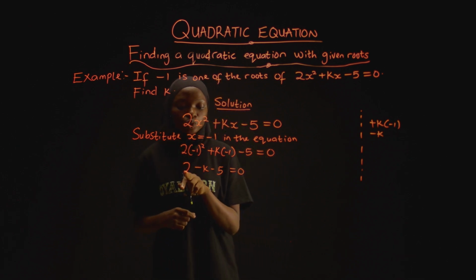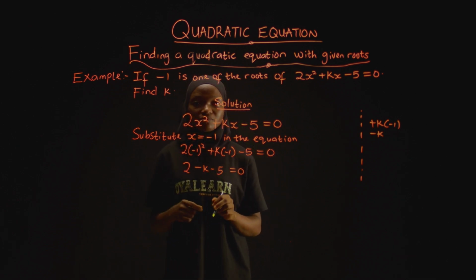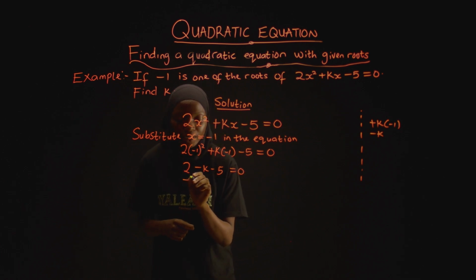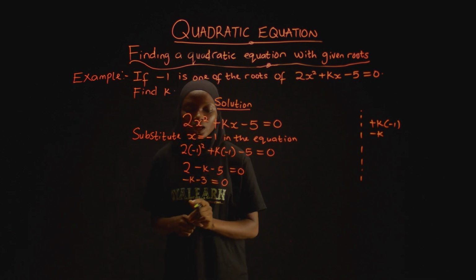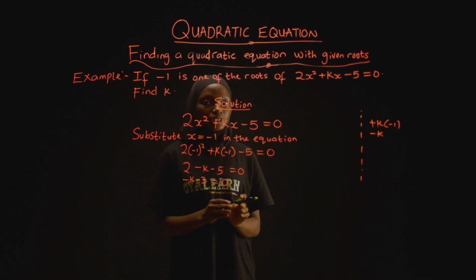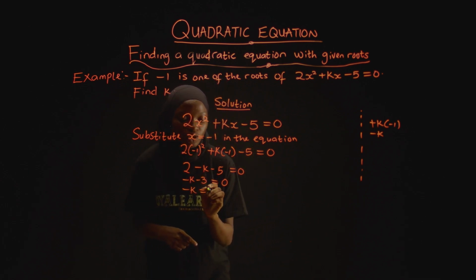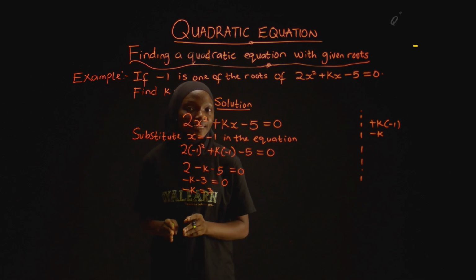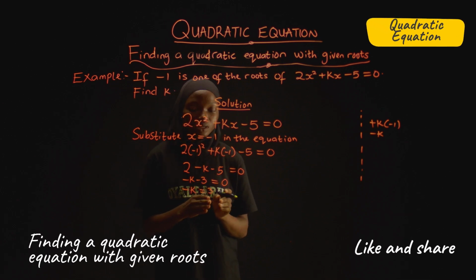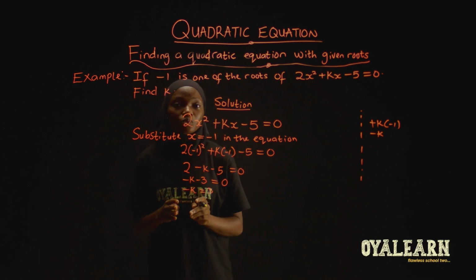Then here we have minus 5 equal to 0. So here we have 2 minus 5. That gives us minus 3. Minus k minus 3 equal to 0. Here we have to bring minus 3 to the other side. So we have minus k equal to minus 3. When it comes to this side, it becomes 3. But we are looking for k and not minus k. So to get k, we need to multiply both sides by minus 1.